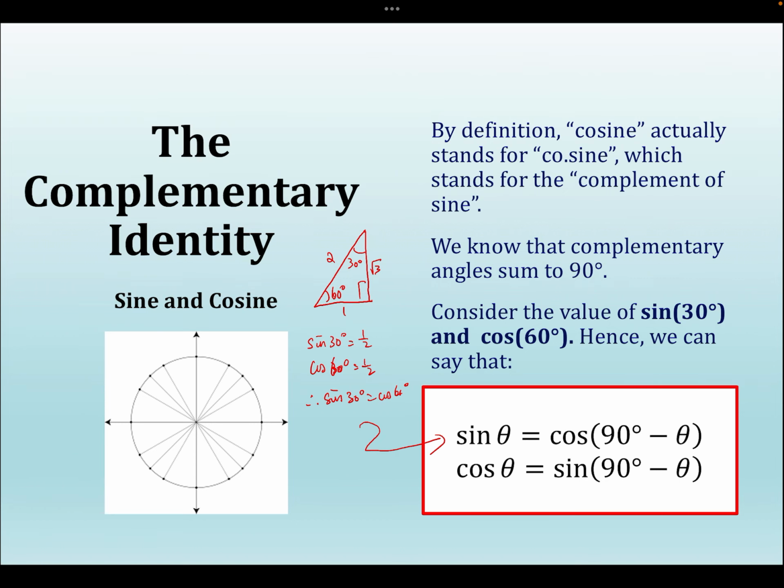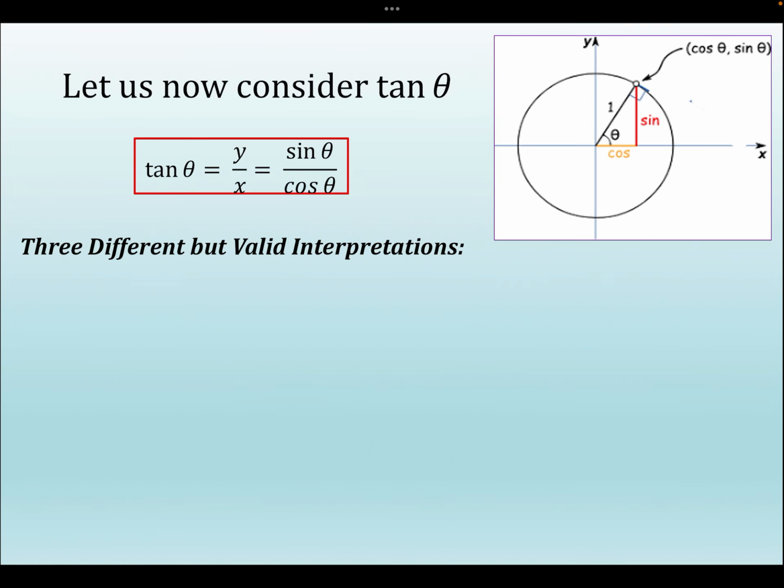Now, let's consider tangent theta. We know that looking at the triangle, tangent theta is y over x. And since y is sine theta and x is cos theta, therefore tangent theta is sine theta over cos theta.